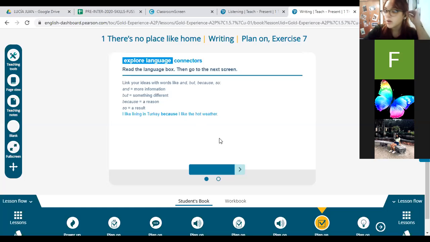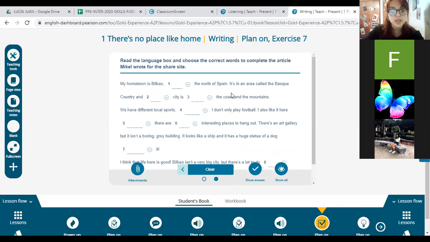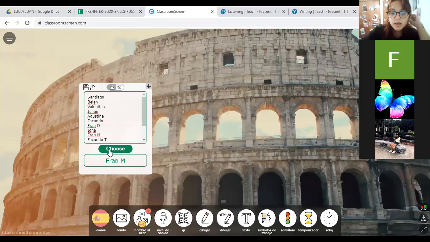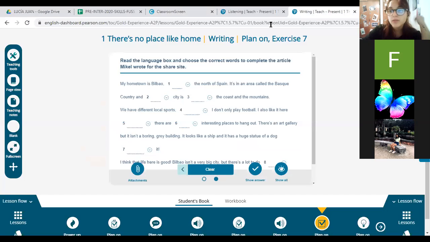No. We are on exercise 7. We're going to do this activity. So, who can read up to mountains? Who can read from here up to mountains? Let's see, the first paragraph. Fran Martínez. Okay.